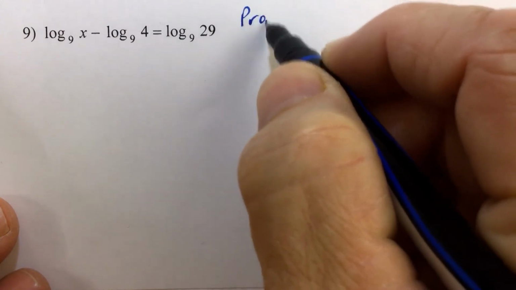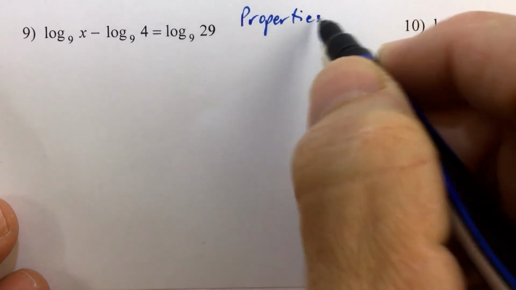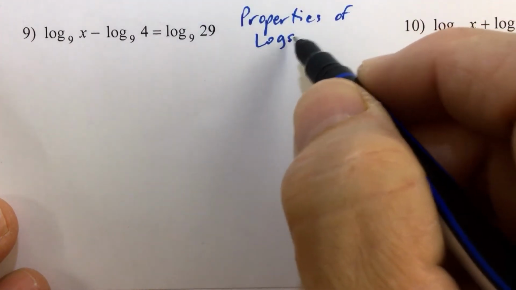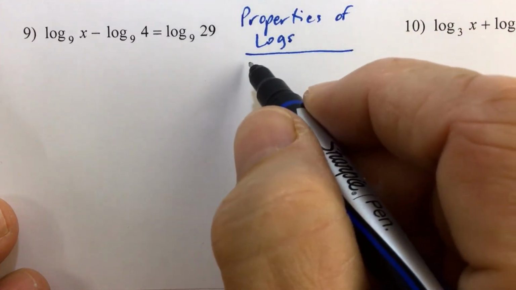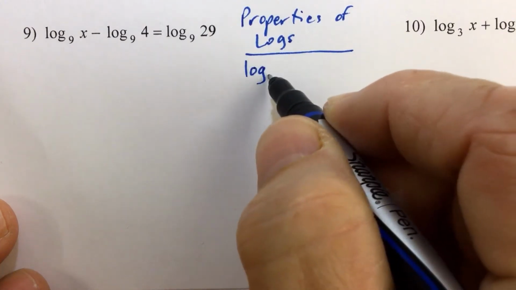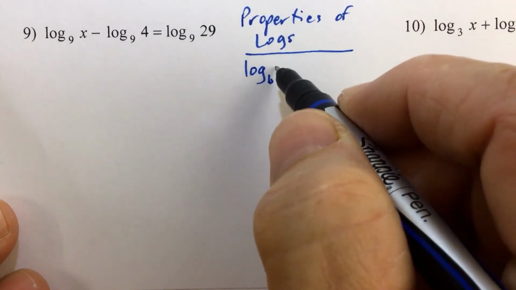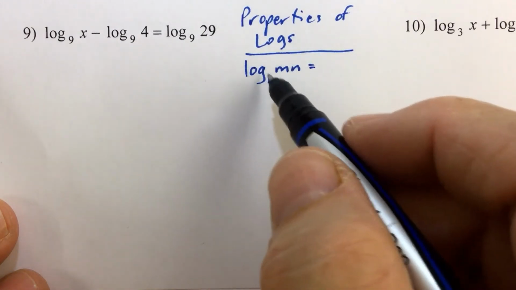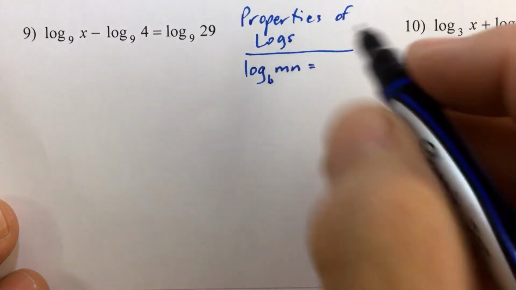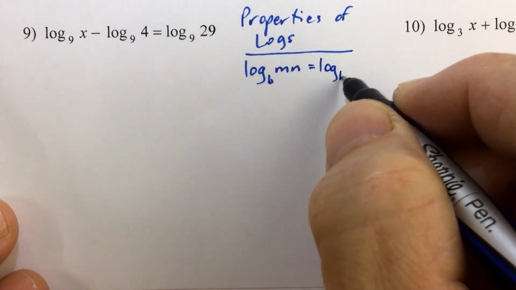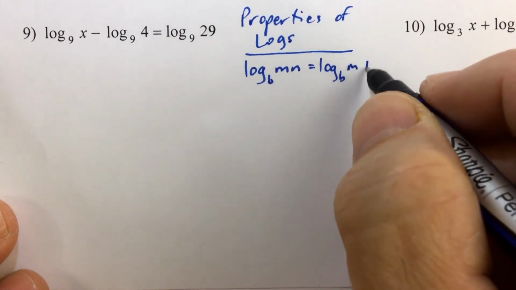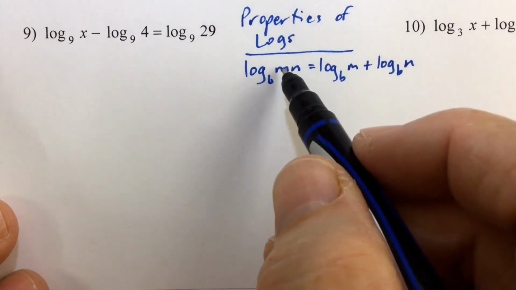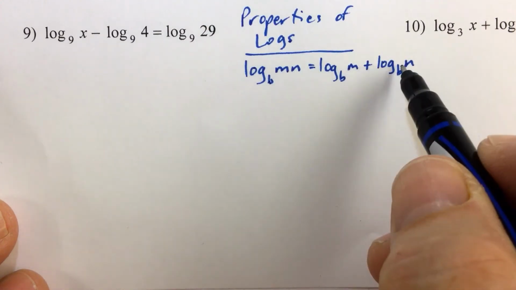Properties of, we'll just call it logs. Properties of logs. Property number one is that when you have the log of any base of the product of two numbers, so the log base b of m times n, that's equal to the sum of the logs. The log base b of m plus the log base b of n. So whatever numbers you have here, you get to split up the logs.